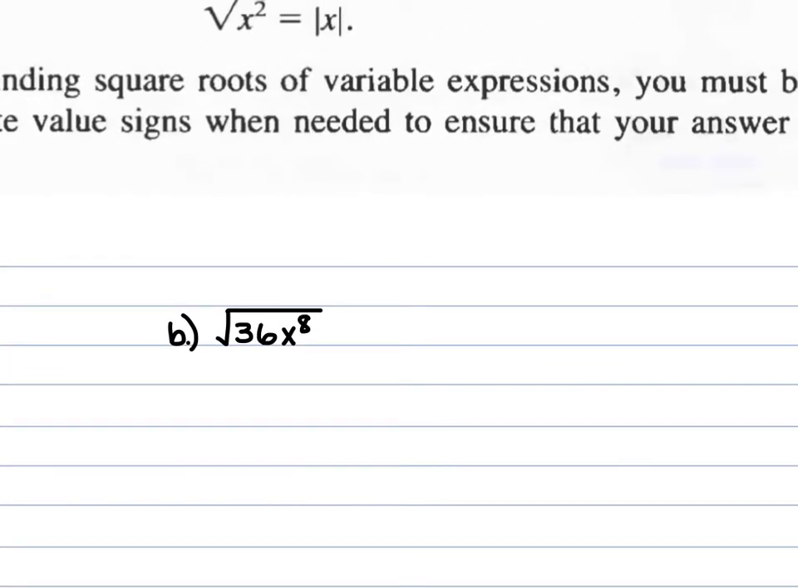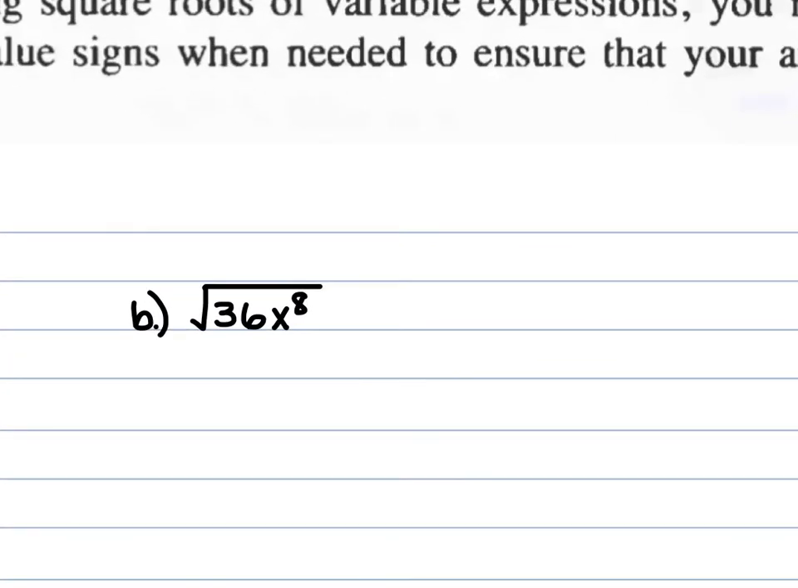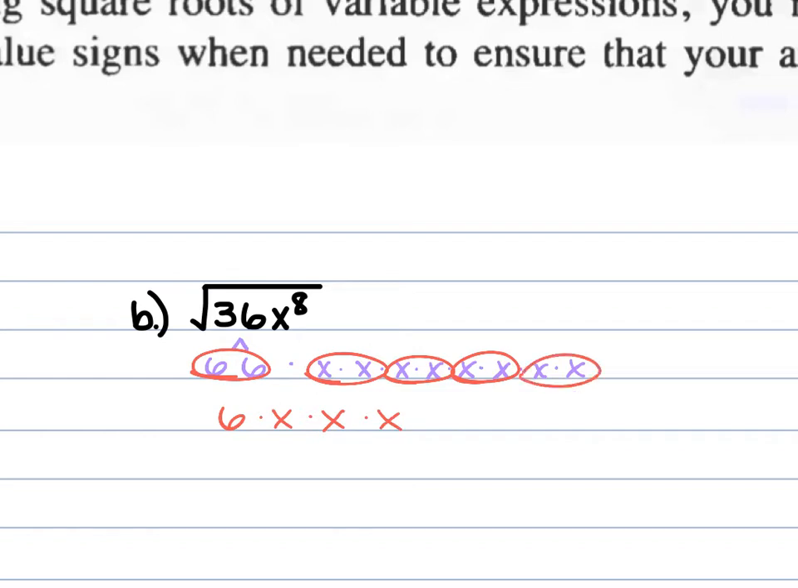For example B, we have the square root of 36x to the 8th power. This is the same exact thing as 6 times 6 times x times itself 8 times. So we have a group of 6, we pull 1 out. We have a group of x's, we pull 1 out, another, pull another out, another, pull another out, and then one last one. So in total that's 4 x's, so x times x times x times x is x to the 4th power. So this is just 6x to the 4th power.